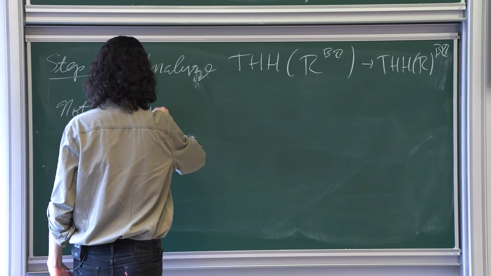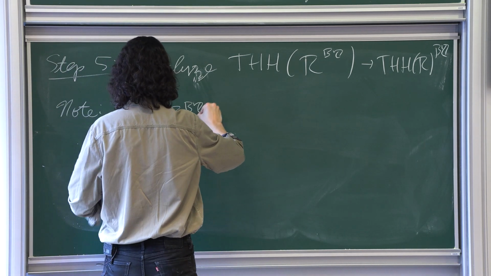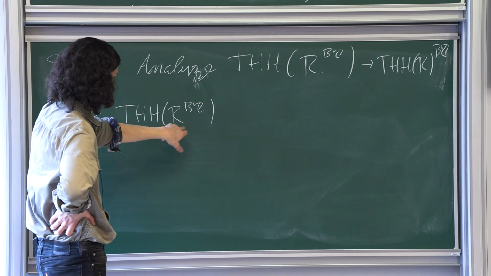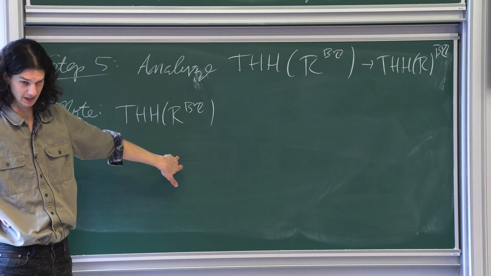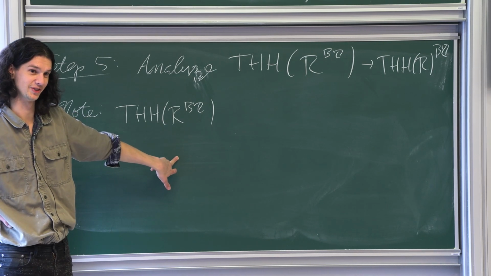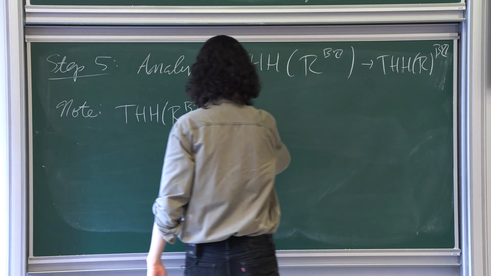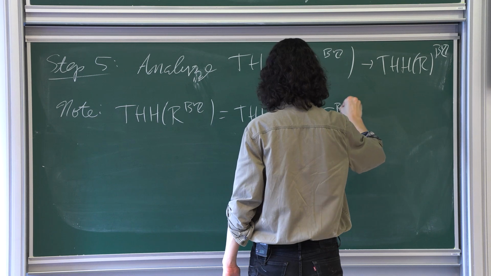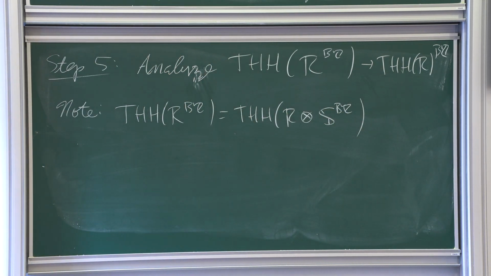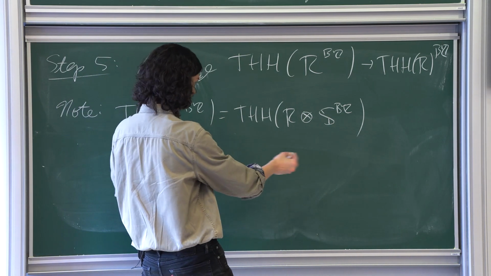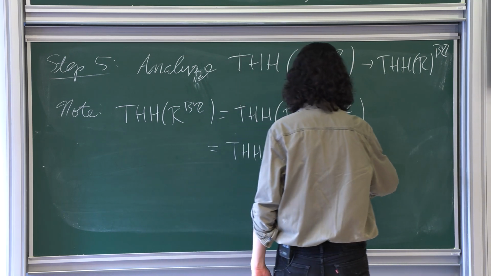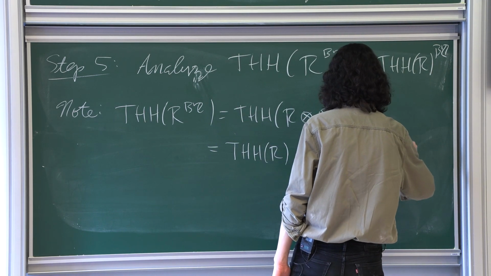So note THH of R^{BZ}, what is this? This is just a circle. On the level of underlying spectra, this is just R direct sum a desuspension of R, the cohomology of a circle. And that should tell you that this is THH of R tensor the spherical cochains on the sphere spectrum. And then THH, basically from its definition, is symmetric monoidal, so this is the same as THH of R tensor THH of the sphere spectrum.